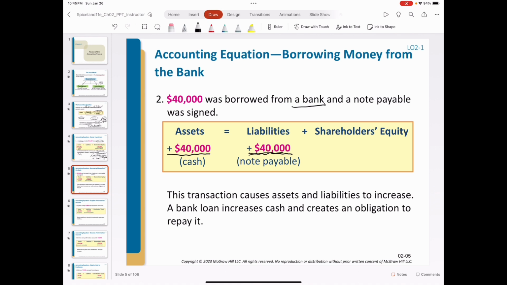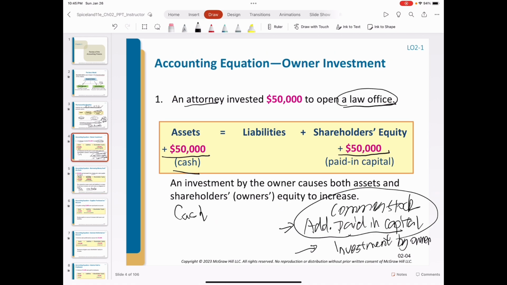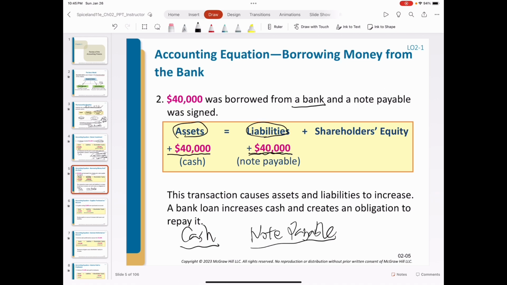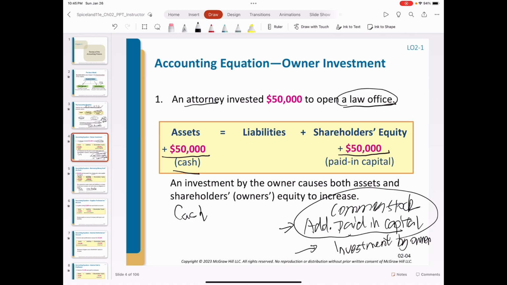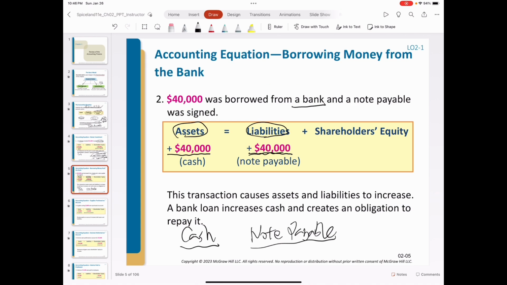This transaction has impact on two elements. One is assets, the other is liabilities. The accounts of each element affected are cash and notes payable. For the law office, it has additional cash assets, while it also has liabilities. Right now, after these two transactions, there is a total of $90,000 cash received, $50,000 from the owner and $40,000 from the bank, the creditor.